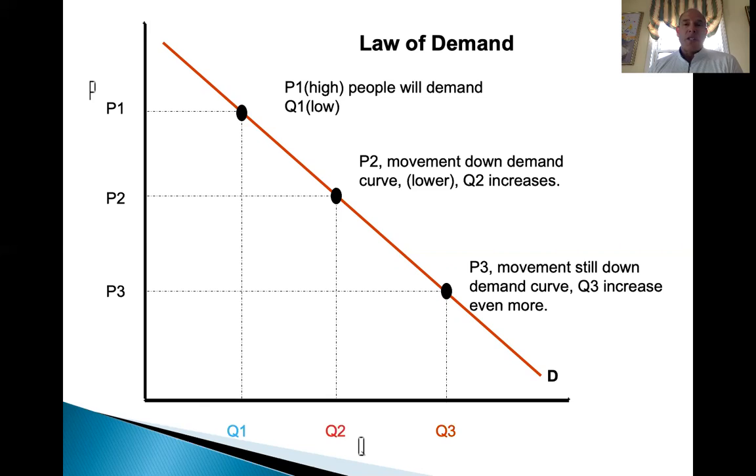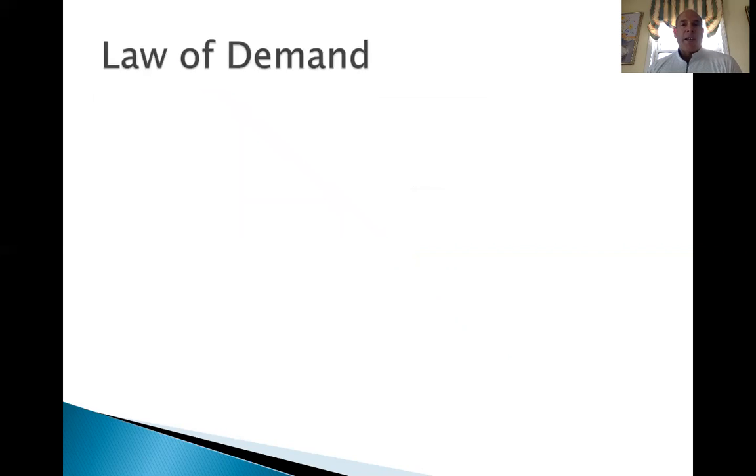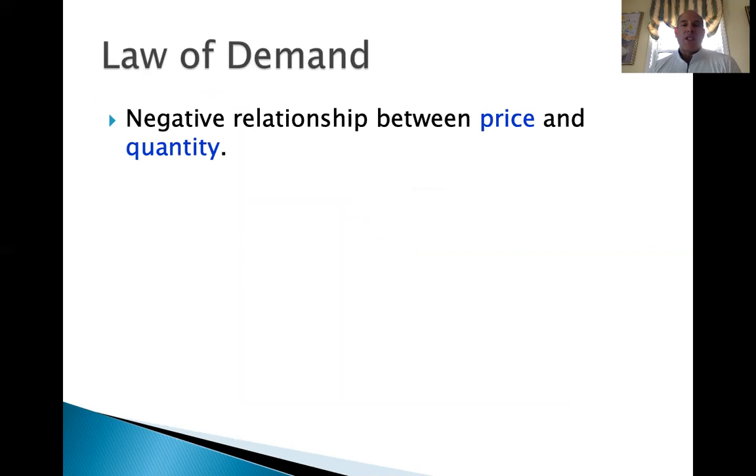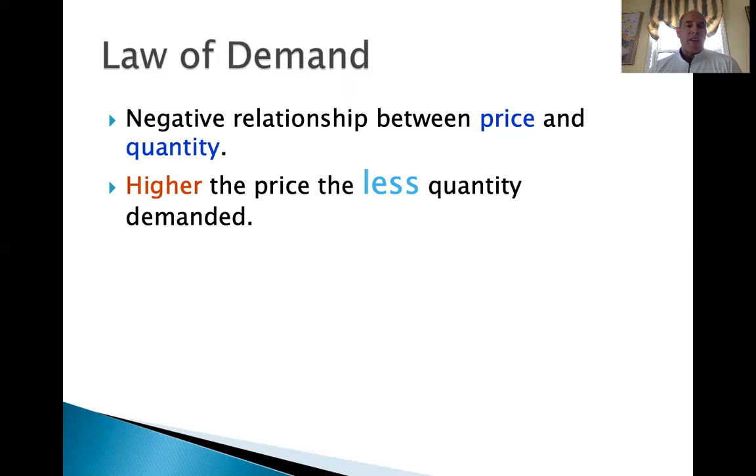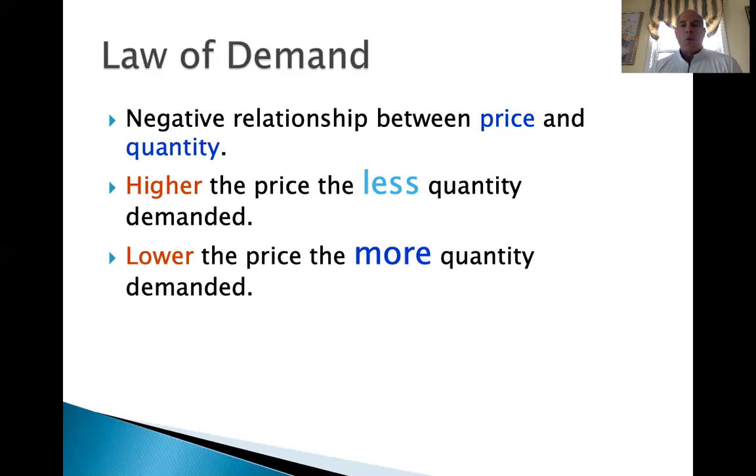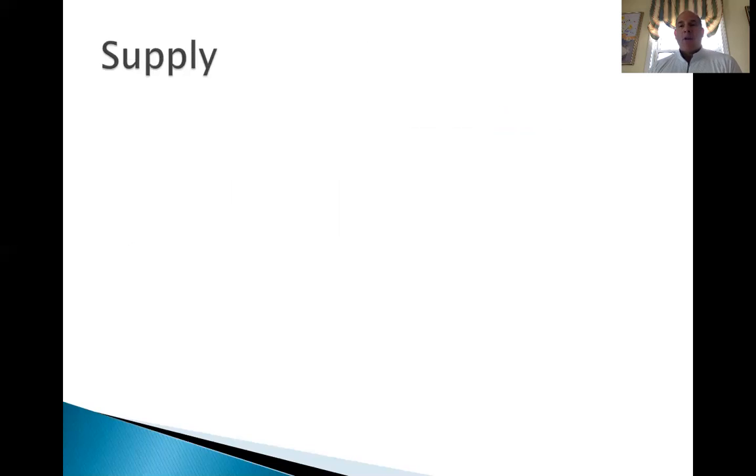Now you're starting to understand one of the universal concepts in marketing: a sale, or the purpose of advertising, is to increase people's demand for a product. The law of demand states a negative relationship between price and quantity. The higher the price, the less quantity demanded. The lower the price, the more quantity demanded. And now we will look at supply.